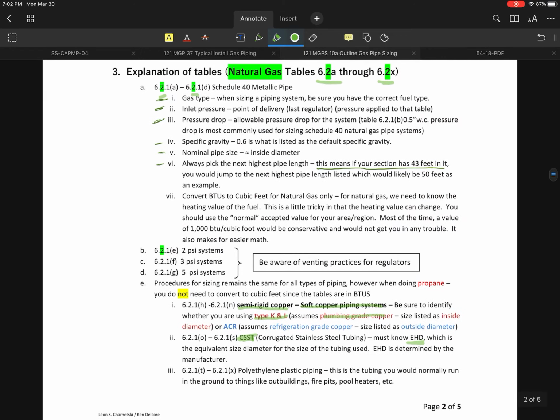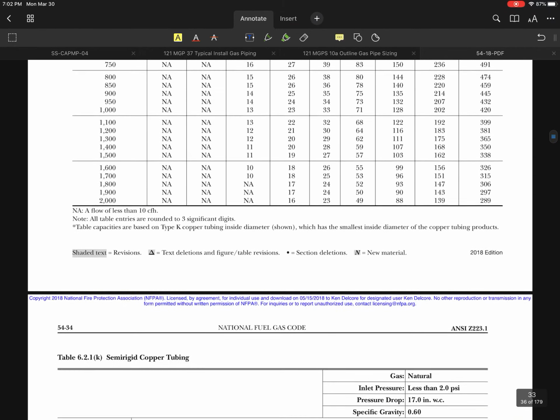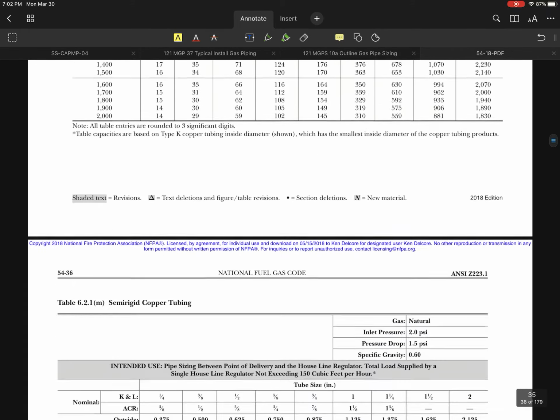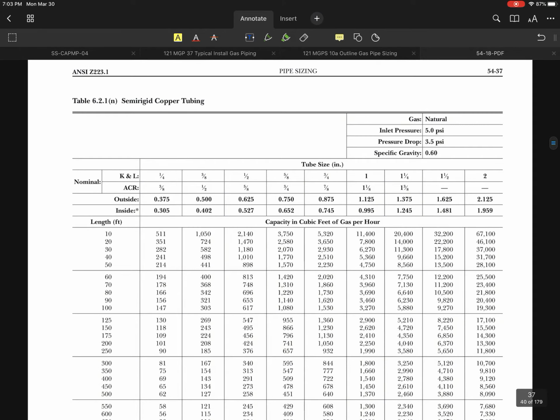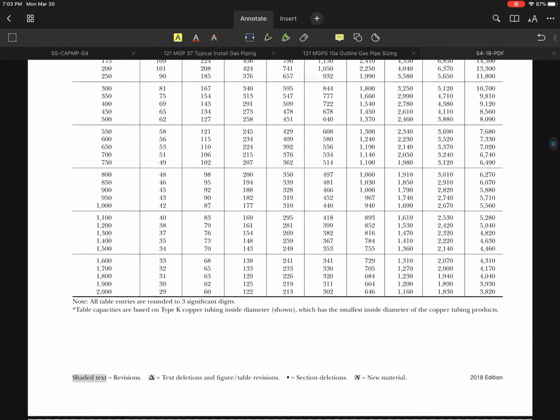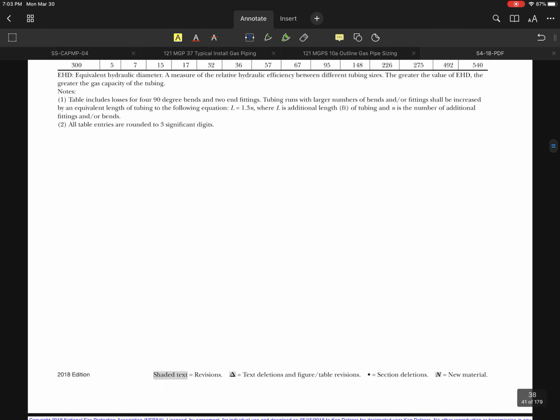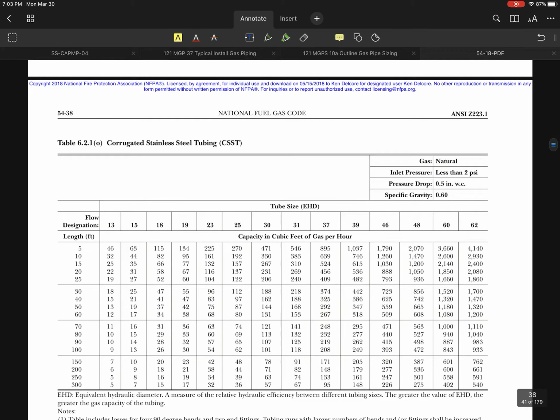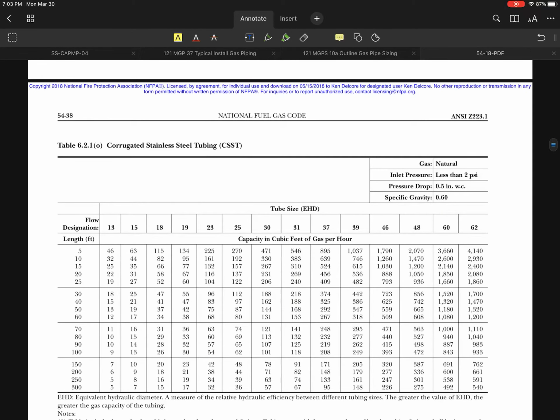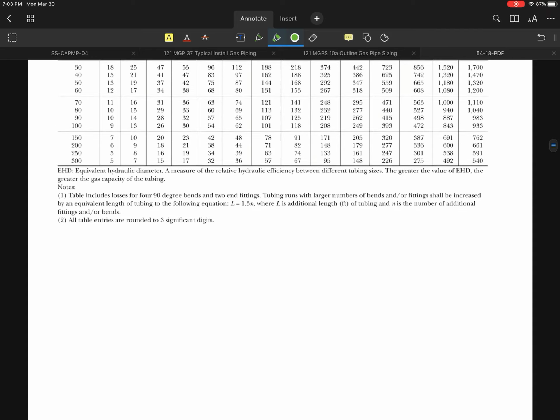We'll go back to the code book here, and you'll notice that all that changes is really just the pressure drops. Here's some copper tubing, and again natural gas. That's not the most common. I would say that CSST is a little bit more typical. So for example, this is a very common table that one would use. This is 6.2.10, and you'll notice that the sizing of the tubing is by EHD, equivalent hydraulic diameter. So we have to figure out whether the size is a 13, a 15, an 18, a 19, and we have to find that out from the manufacturers of the tubing.